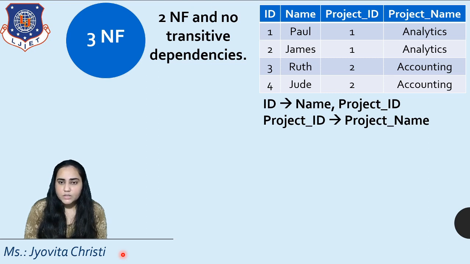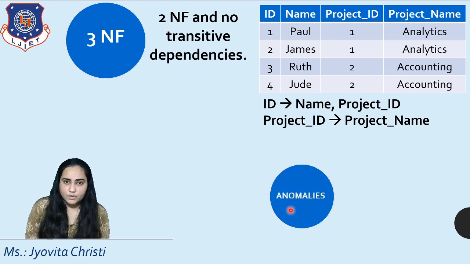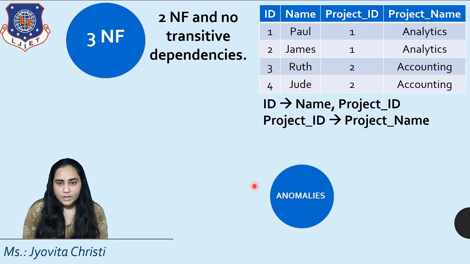And you can see the redundancy, which is duplicate data, present in this table. You can see analytics is coming twice, accounting is coming twice. And every time you want to add a person working on analytics, you will have to repeat analytics. And so this goes on. Now, of course, this causes problems which are known as anomalies. These are the same anomalies which were caused when we studied 2NF.